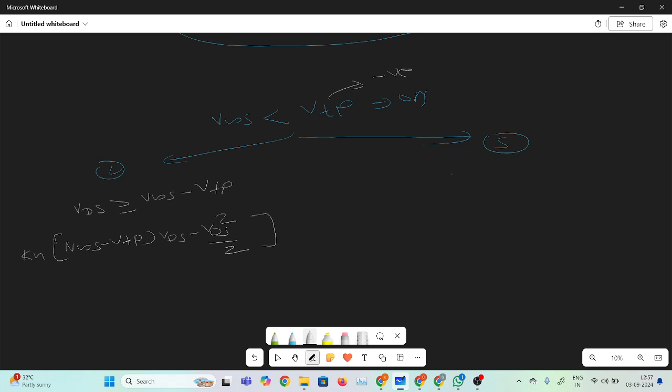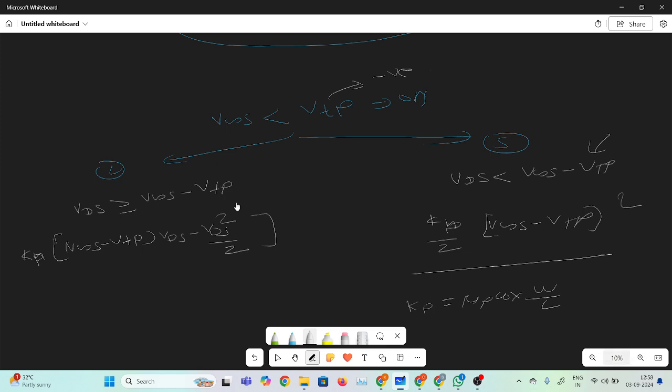In saturation, you just need to change the inequality sign. Here VDS is less than VGS minus VTP. Always use the sign, not the mod value; the negative sign of VTP you will use. VDS less than VGS minus VTP. Then the current equation is, sorry, here we need to write Kp, since this is the PMOS: Kp by 2 into VGS minus VTP the whole square. This is the expression of the current, where Kp is equal to mu p Cox W by L. I hope you understand.